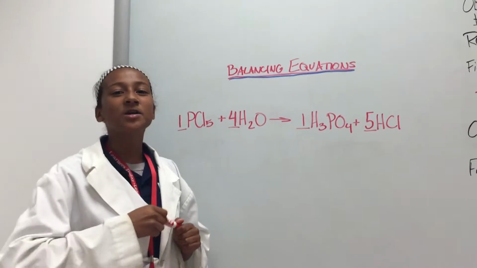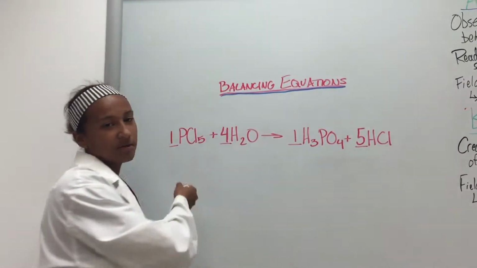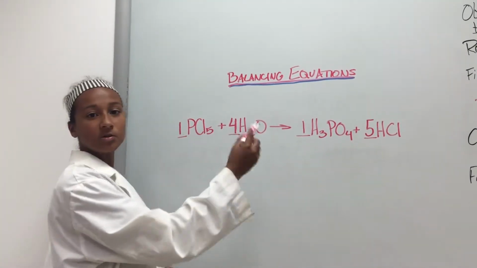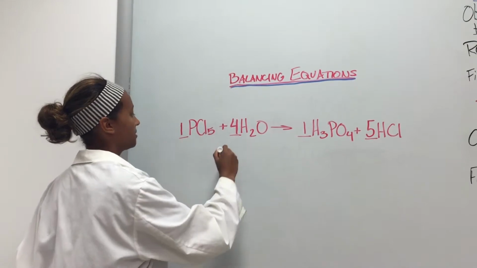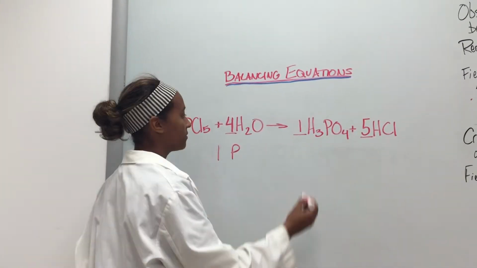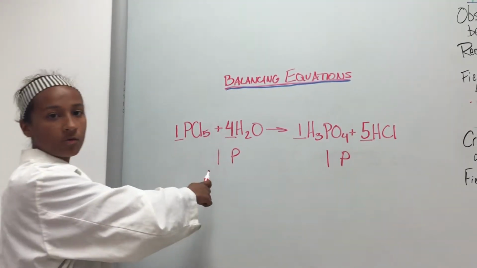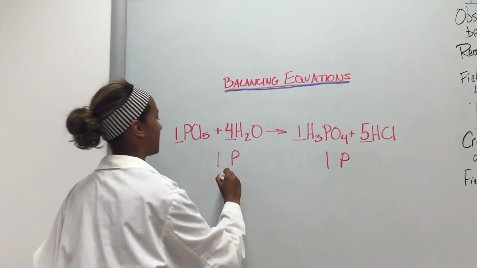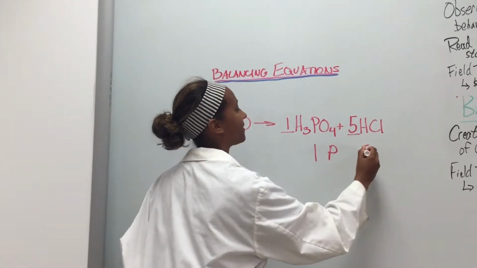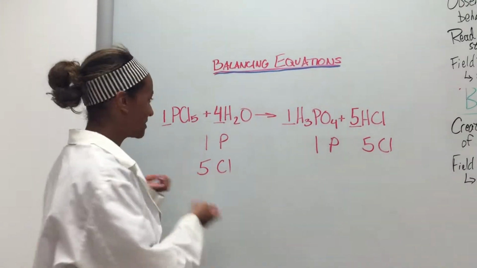Now that you have a balanced equation, it's time to check it. In order to check your equation, you have to count the number of atoms on each side to make sure they're the same. For example, there's 1 phosphorus atom on this side, so 1P. And then there's 1 phosphorus atom on the right side, 1P. Also, there's 5 chlorine atoms on the left side, so 5Cl. And 5 chlorine atoms on this side, 5Cl. Continue with the rest of the atoms. This is your balanced equation.